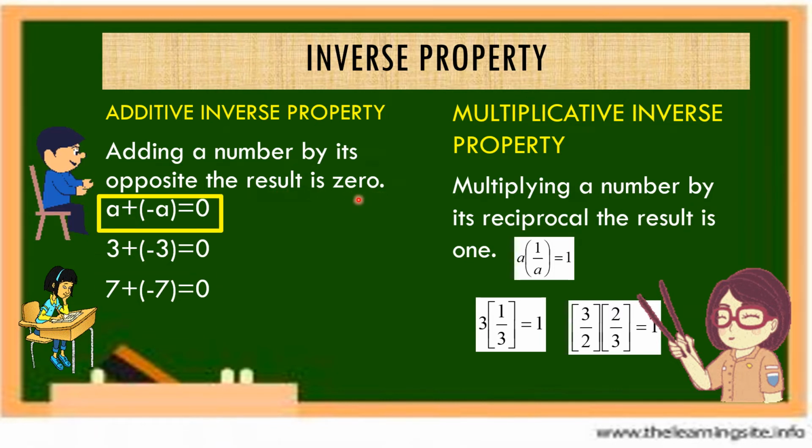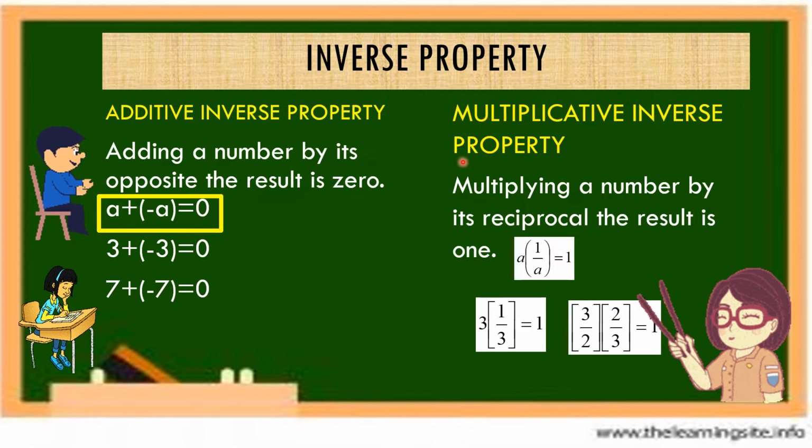So, anong ibig sabihin nito? A plus negative A equals 0. Halimbawa, 3 plus negative 3 equals 0. Ang opposite ng 3 ay negative 3. Pag inadd natin ang number sa opposite niya, ang sagot ay 0. Ang opposite ng 7 ay negative 7. 7 plus negative 7 equals 0.